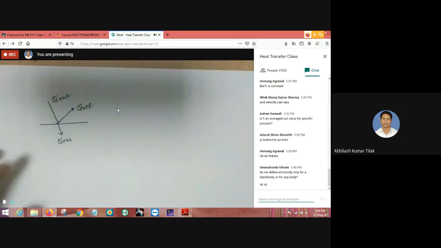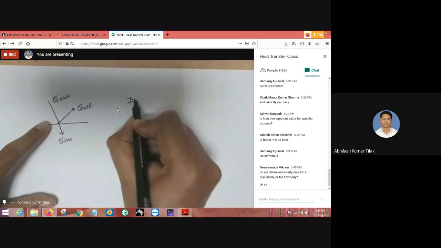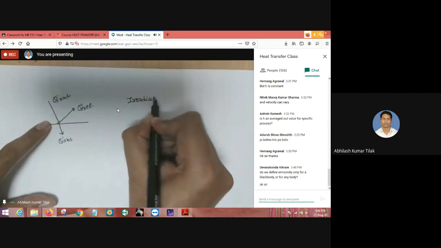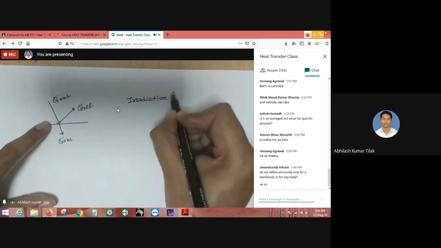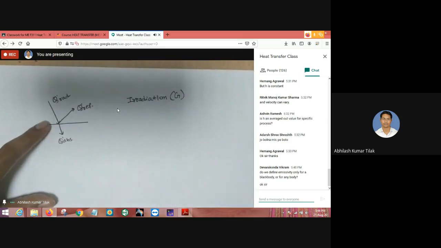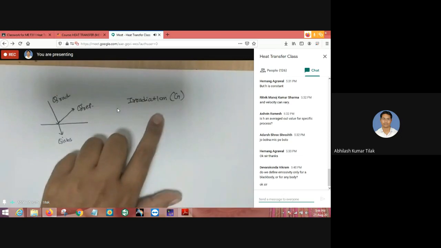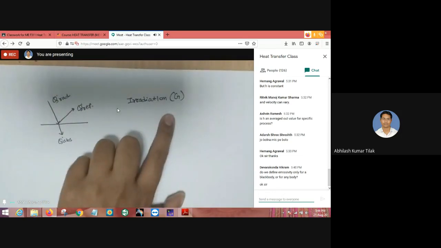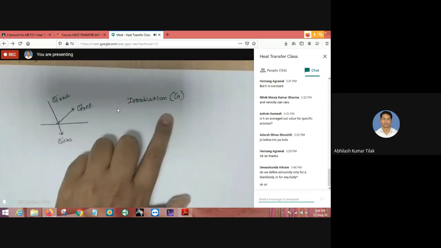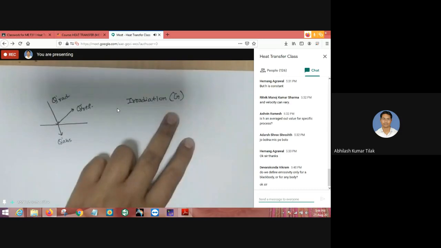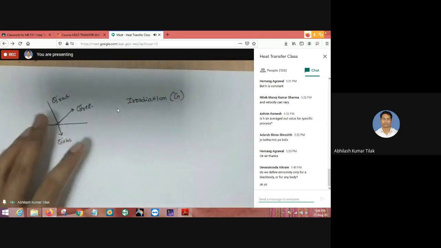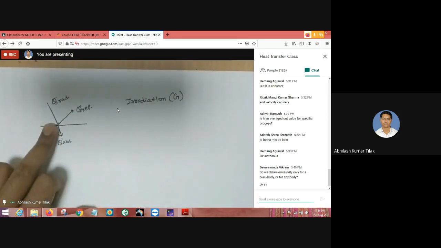Now the amount of the radiation energy which is incident to any surface is said to be irradiation, and it is denoted by G. Irradiation is the radiation energy per unit area. So this is a flux. G is the flux. Okay, that is per unit surface area to which the radiation energy is being incident.